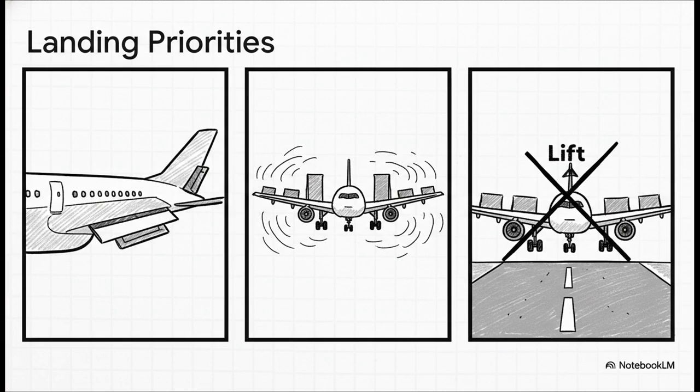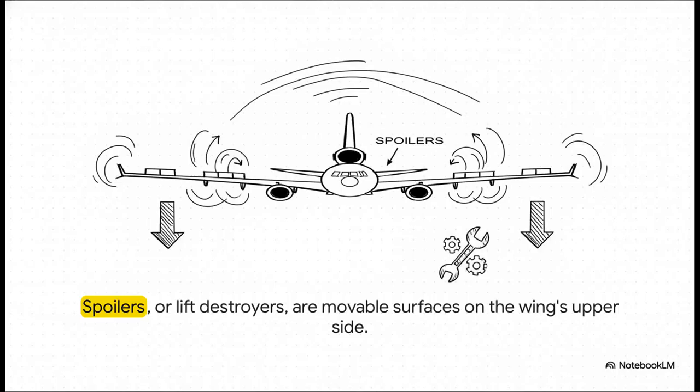They also need to create a ton of drag to slow down. And most importantly, the second those wheels touch down, they need to kill the wing's lift so the brakes can actually do their job. And the key tool for that job? Spoilers. These are panels that are built right into the top surface of the wings. During the flight, they're sitting totally flush, hidden away. But for landing, oh, they become absolutely critical.